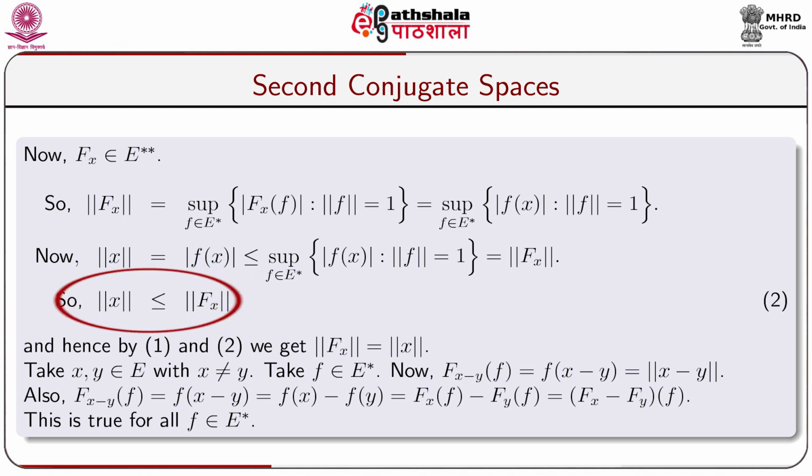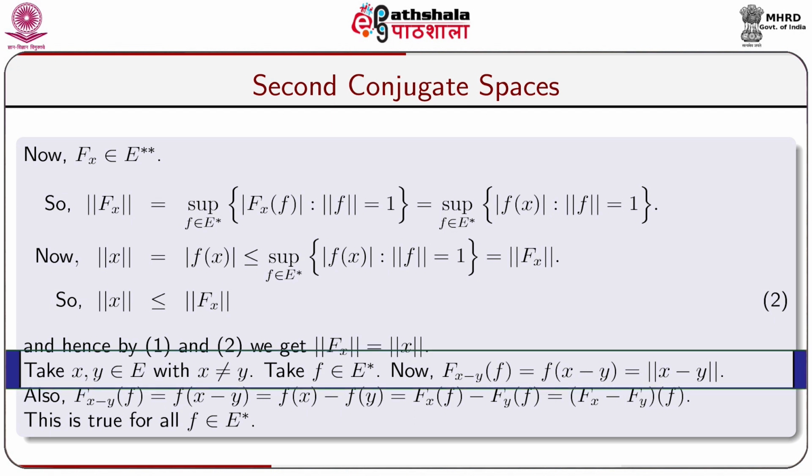So, norm x is less than or equal to norm Fx. Hence, by the above two relations we get norm Fx equals norm x. Take x, y belonging to capital E with x different from y. Take f belonging to E star.